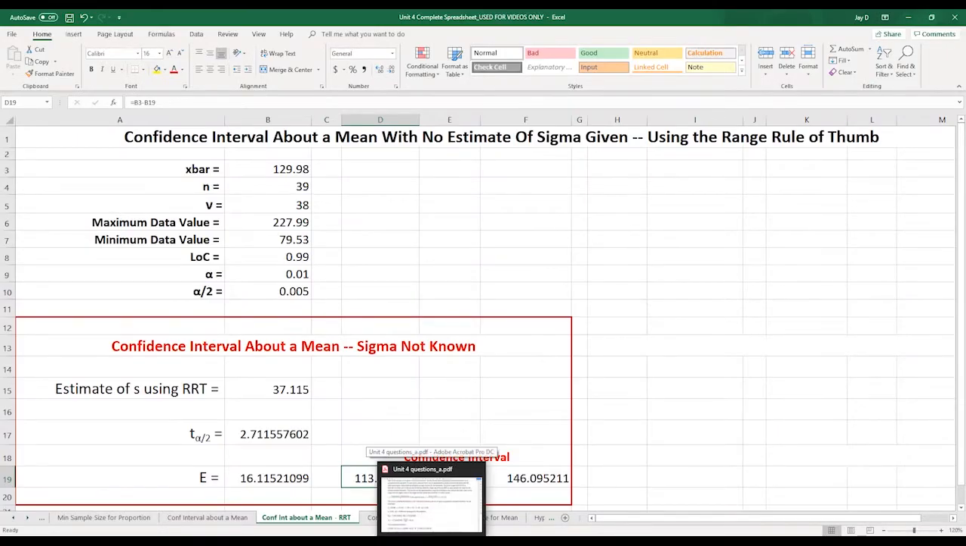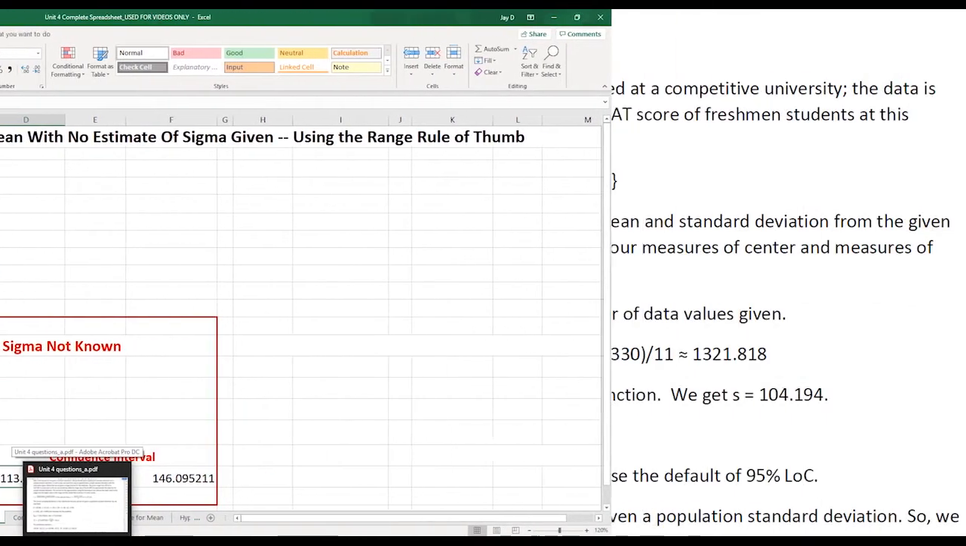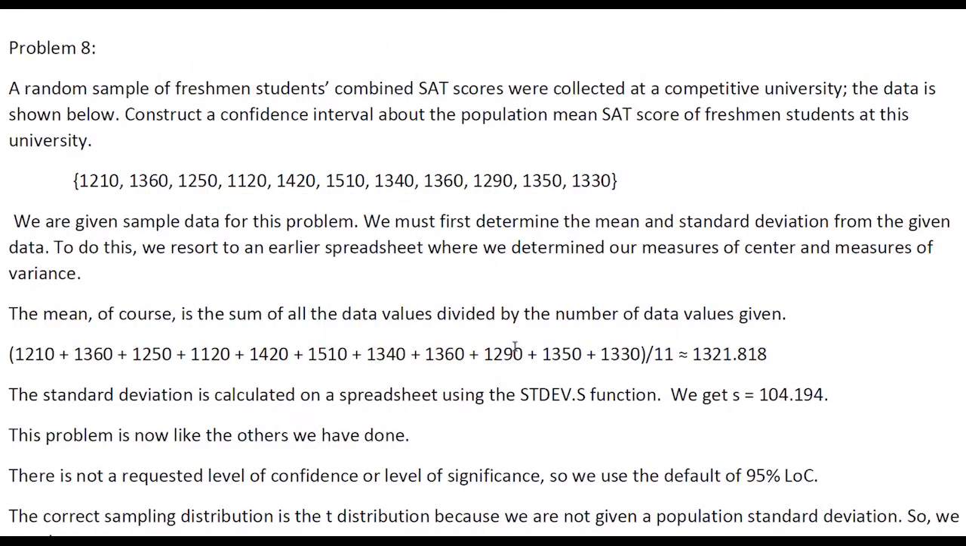Let's go to the next problem. Problem 8. A random sample of freshman students' combined SAT scores were collected at a competitive university. The data is shown below. Construct a confidence interval about the population mean SAT scores of freshman students at this university. So here's the data, 1210, 1360, 1250, etc., etc.